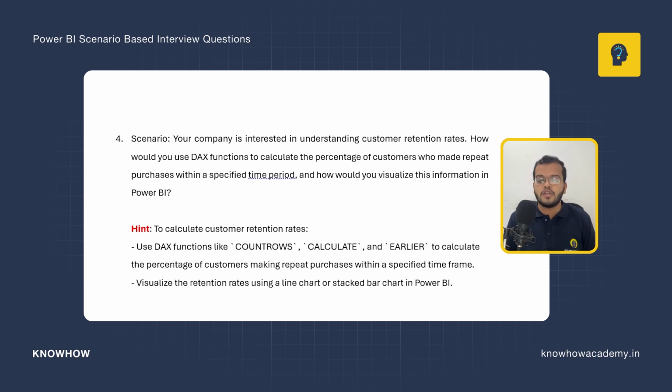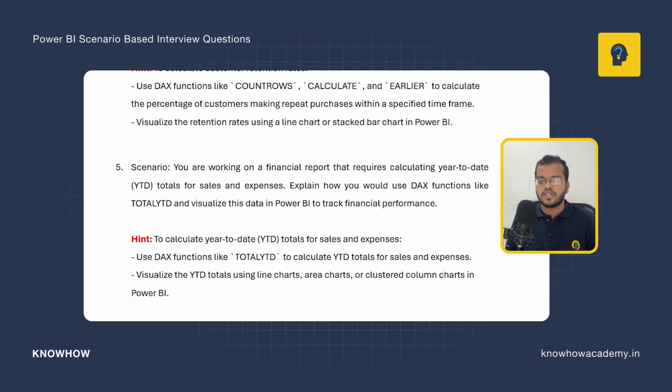So for this we can use COUNTROWS, CALCULATE and earlier DAX functions to calculate the percentage of customers who made the repeated purchases within a specified time frame. And in order to show this solution, we can use the line chart or a stacked bar chart in Power BI, so that we can easily see the business perspective of this particular question. In order to show the values in terms of percentages, we can use a 100% stacked bar chart or a 100% stacked column chart, which will be very helpful. Now the next question. The next question is very interesting.